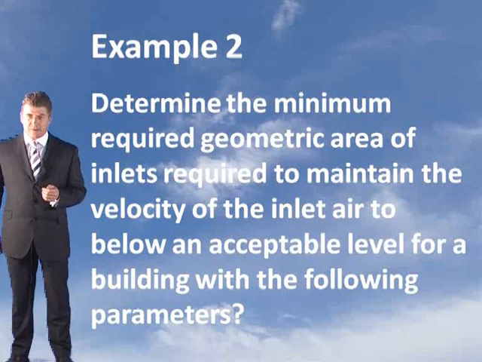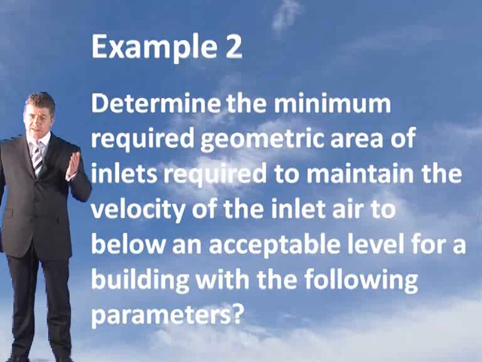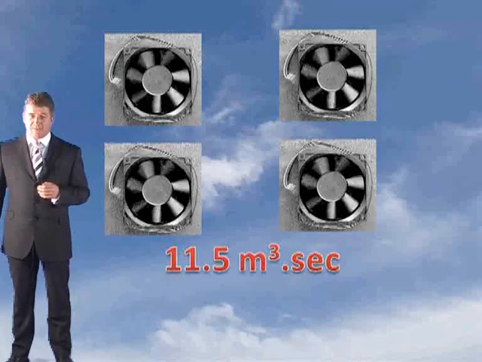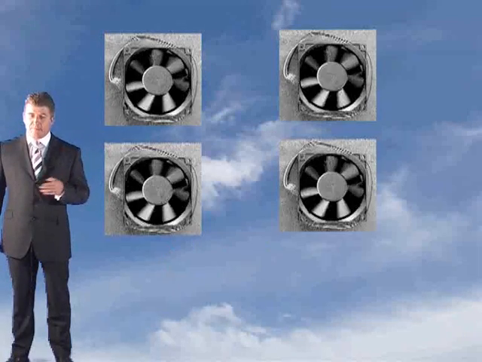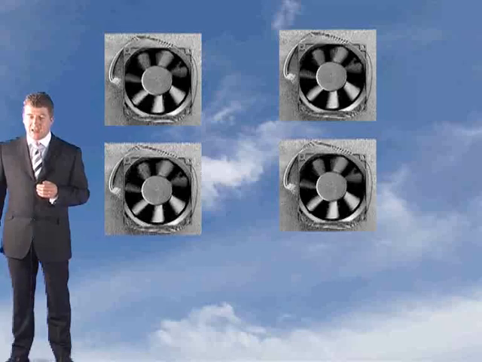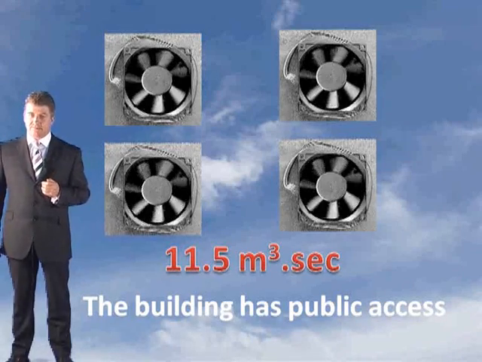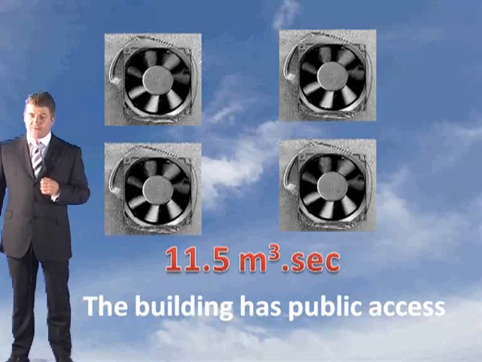Let's do another example. Example 2. Determine the minimum required geometric area of inlets required to maintain the velocity of the inlet air to below an acceptable level for a building with the following parameters. You've got 4 fans all operating at 11.5 metres cubed per second, and the building has got public access. Again, public access, so the inlets have a coefficient of 0.6, we knew that. The building has public access.